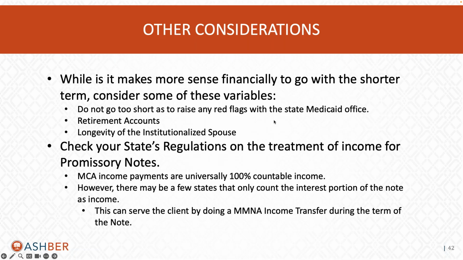So I would say overall that it makes more sense to use the 12-month term if everything is all kosher, if everything is perfect. But there are some variables that you need to consider as far as using a term, because you don't want to get too aggressive with that. Again, as we talk about in other presentations about going short or going long, don't go too short in these annuities to raise any red flags with the state Medicaid office.